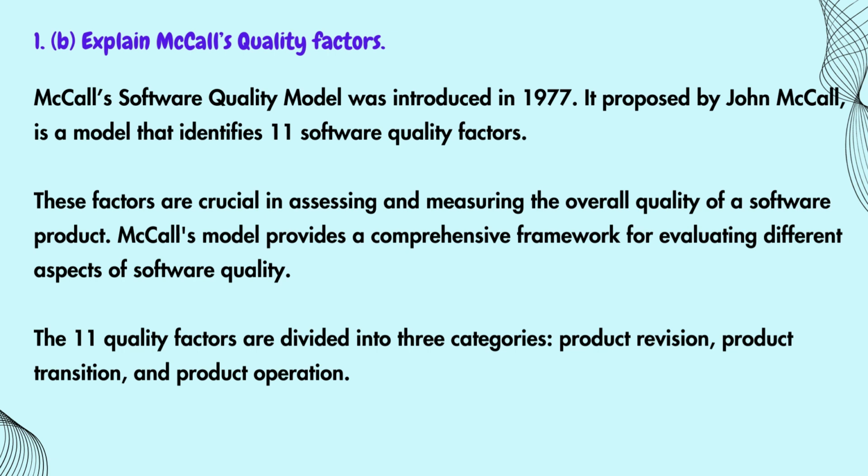The next question is: explain McCall's quality factors. McCall's software quality model was introduced in 1977. Proposed by John McCall, it is a model that identifies 11 software quality factors. These factors are crucial in assessing and measuring the overall quality of a software product. McCall's model provides a comprehensive framework for evaluating different aspects of software quality. The 11 quality factors are divided into 3 categories: product revision, product transition, and product operation.